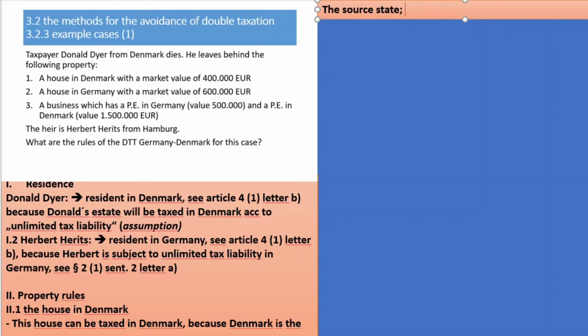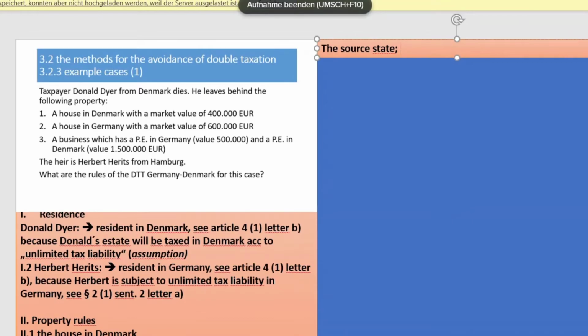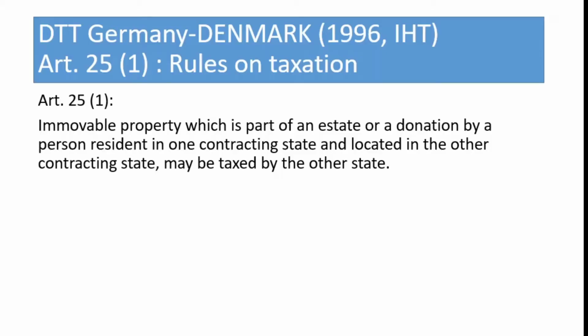So let's look if Article 25 mentions this. If not, it would automatically follow from the second step that Denmark, as the state of residence of the deceased person, can tax everything. So we would have to look up now what the Double Taxation Treaty says in 25. And here we see Article 25.1, immovable property which is part of an estate by a person resident in one state and located in the other state, may be taxed by the other state.